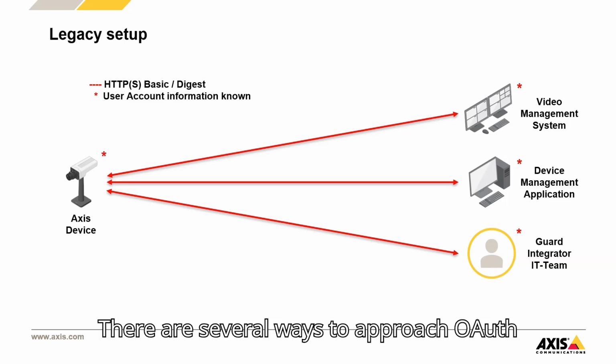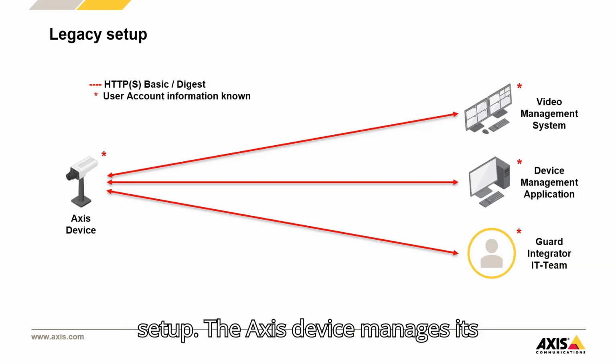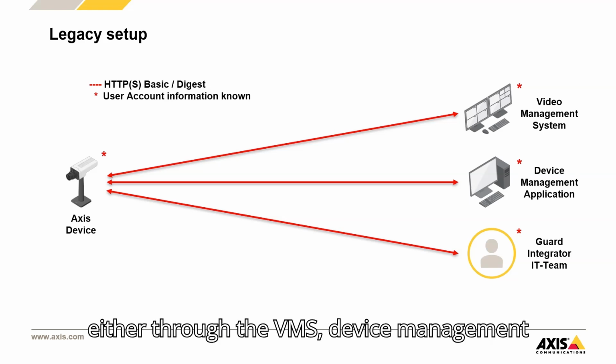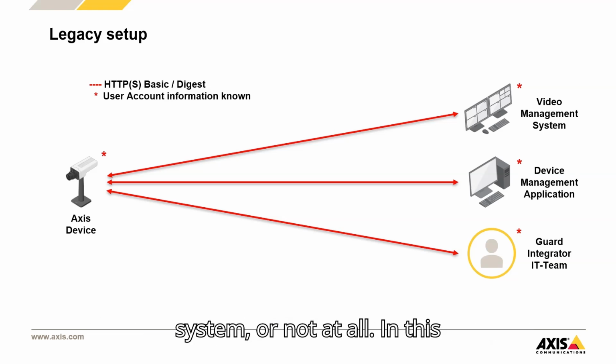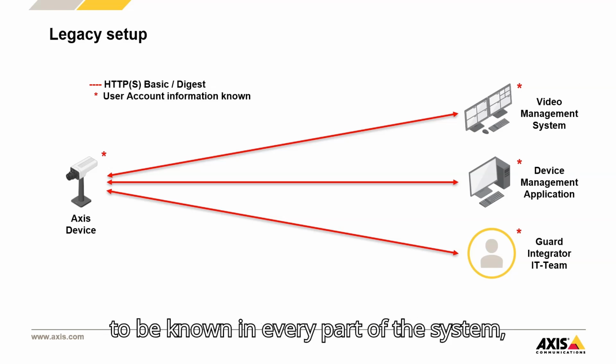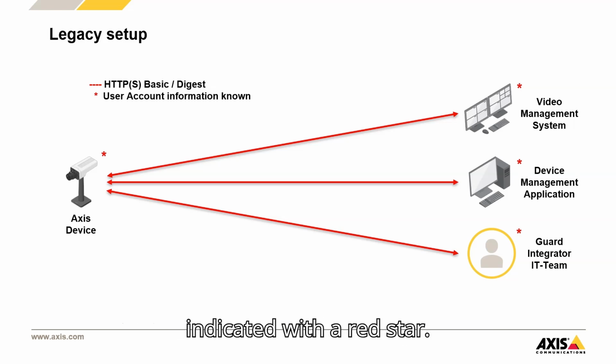There are several ways to approach OAuth adoption, but let's start with a legacy setup. The access device manages its own login, with little or no federation, either through the VMS, device management system, or not at all. In this example, user account information needs to be known in every part of the system, and risk for credential leakage exists, indicated with a red star.